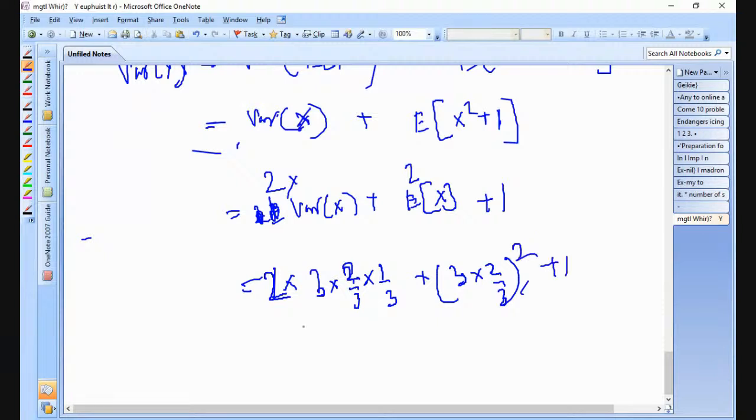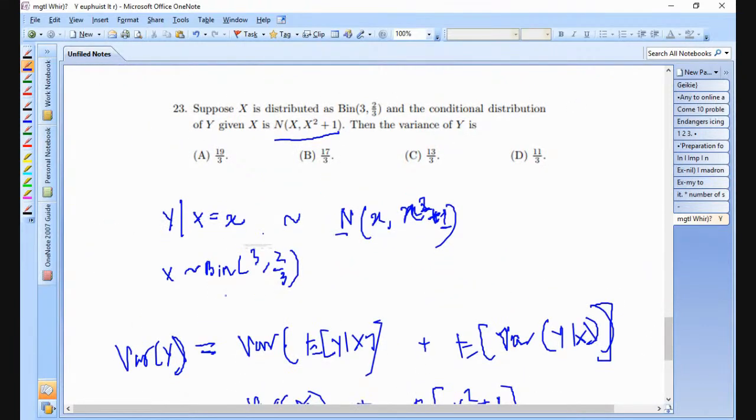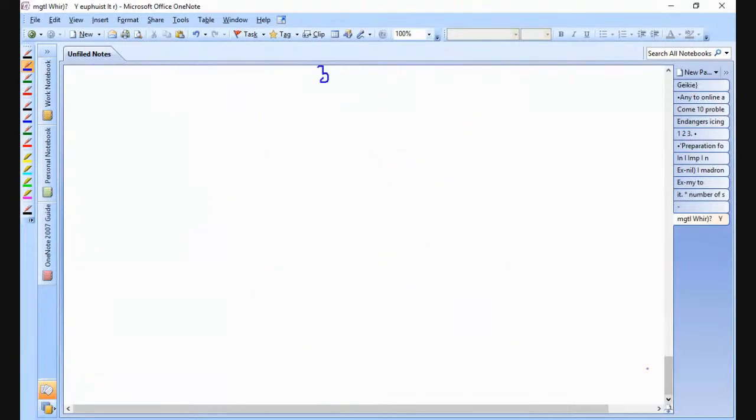So let's check what it is. It equals 4/3 plus 4 plus 1. So 19/3 is the solution. Is it option A, guys? Yes, okay, perfect. It's a very easy problem, guys. Let's move to the next problem.